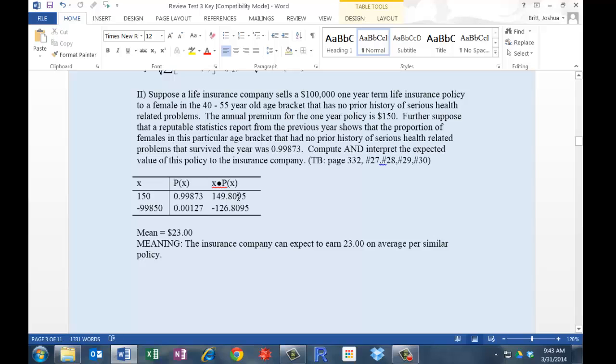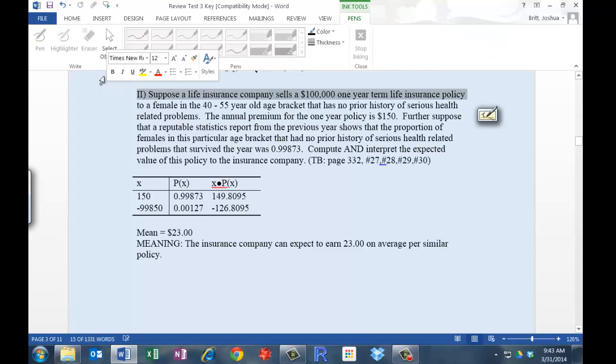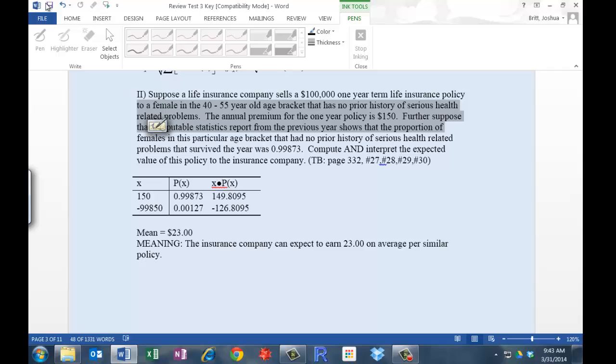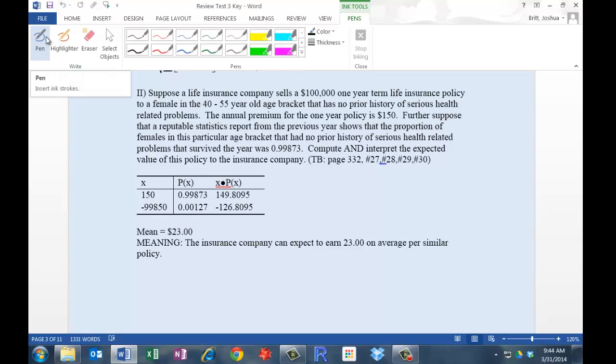Well, there's really only a couple of things that can happen here. She either survives or she does not survive. And if she survives, then the profit is just 150. If she does not survive, then there's no profit, it's negative. It's 150 minus 100,000, which is minus 99,850.